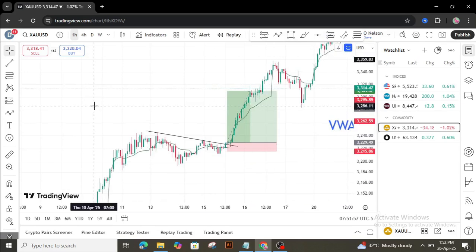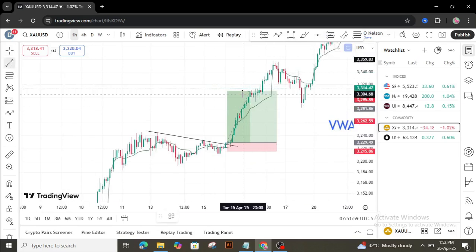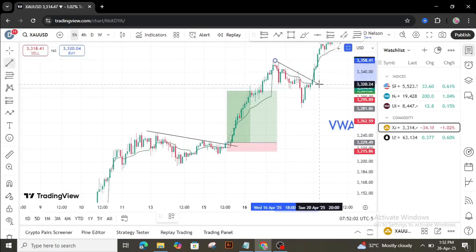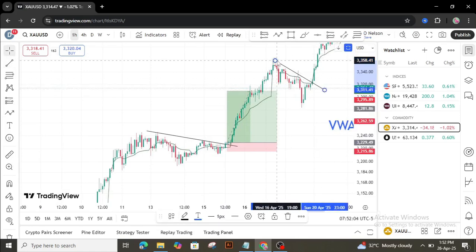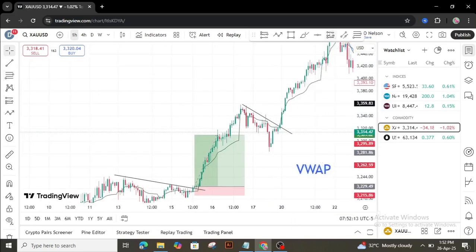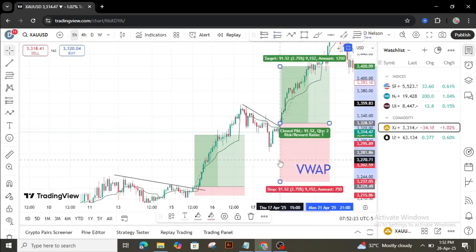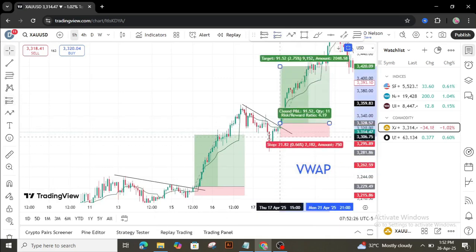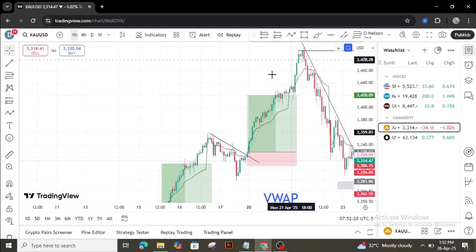The same thing is applicable here. When I have this kind of structure, I will just put my trend line around there, and then wait for the price to come back and close inside the VWAP and break my trend line at the same time. Then I will take my entry as well. Like in this case, I will just close like this. So you can hold the position like that.